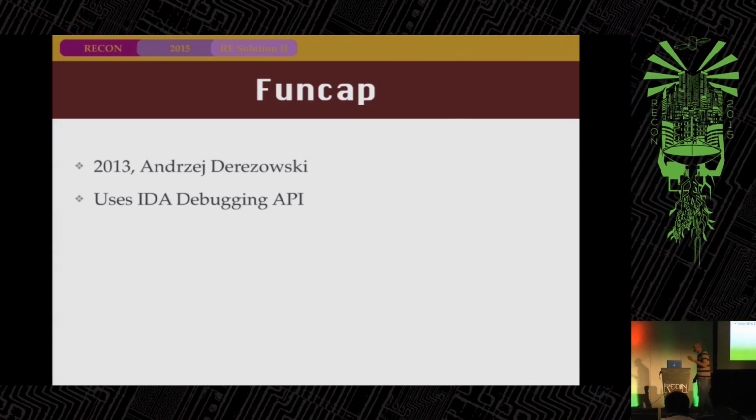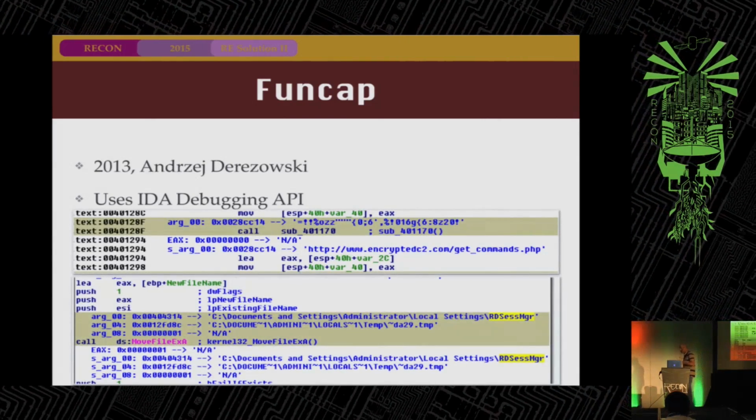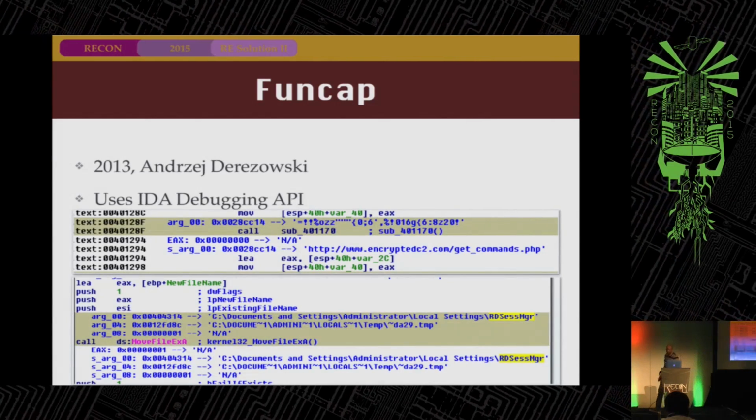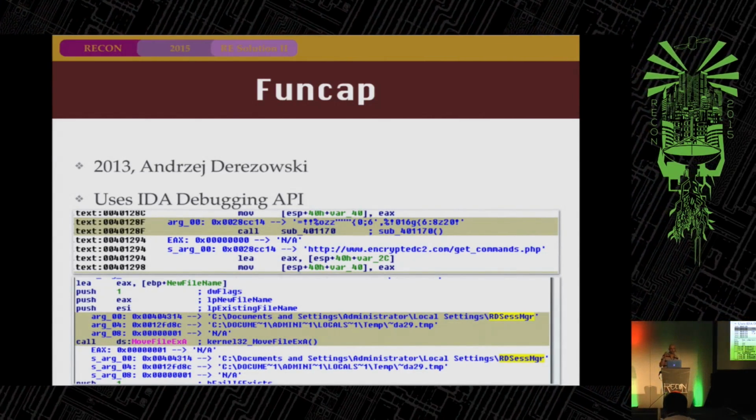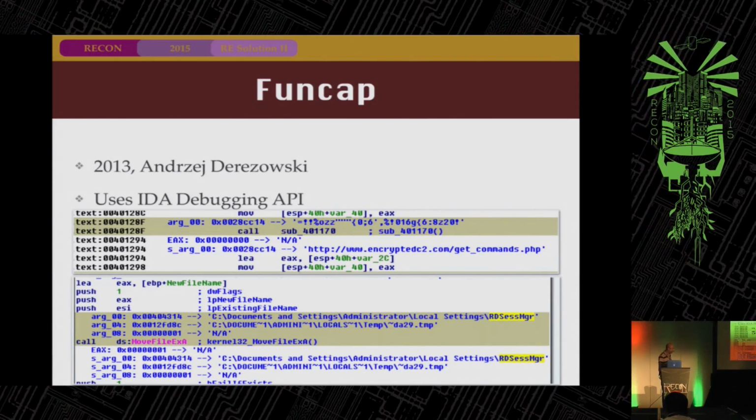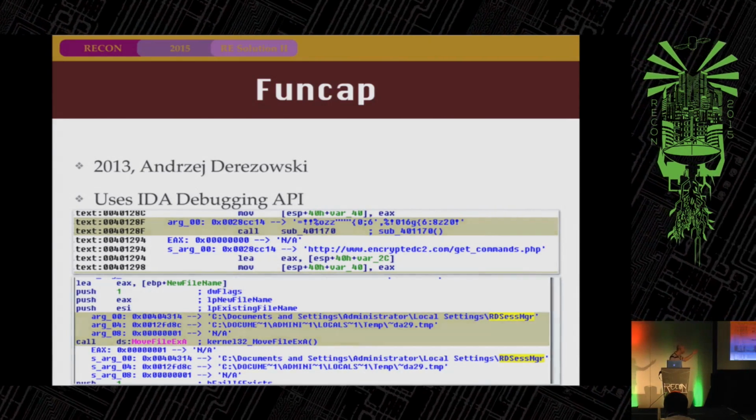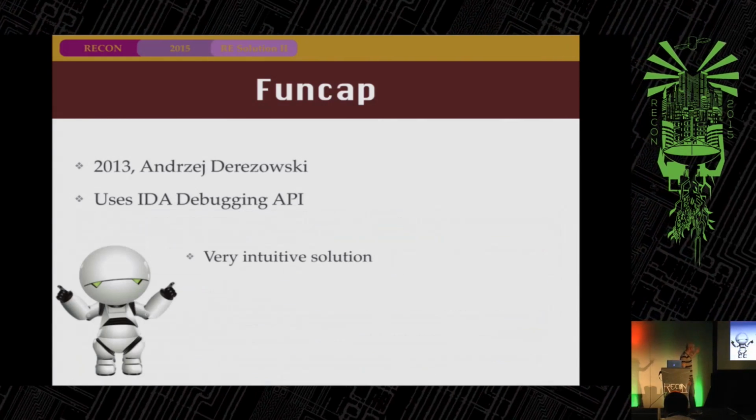That's really cool. Now, what it does, it places breakpoints using the debugger at function calls and at function returns, and when those breakpoints are hit, it just gathers contexts. It tries to look at the argument values there. So that's how it looks. And it's a very intuitive solution.